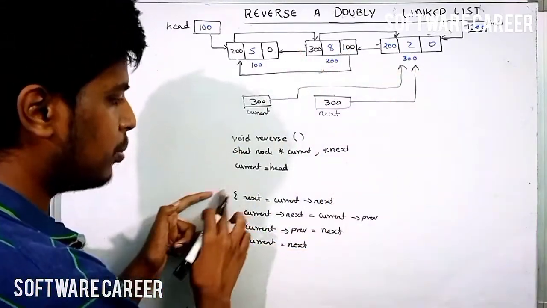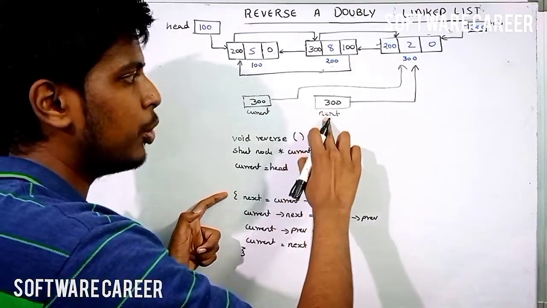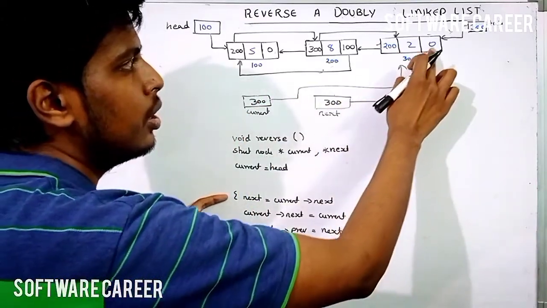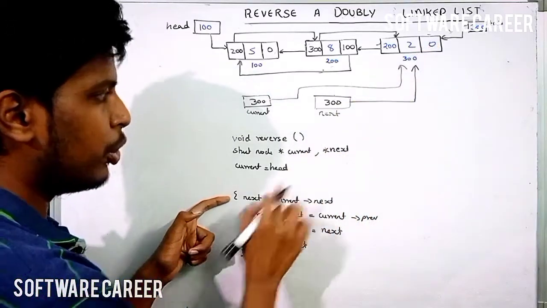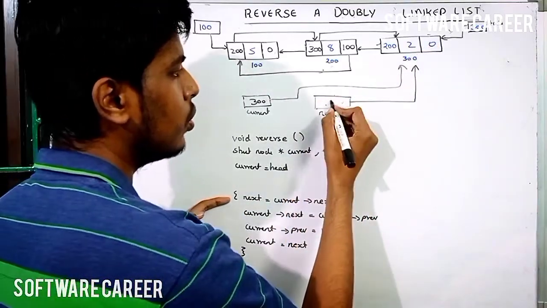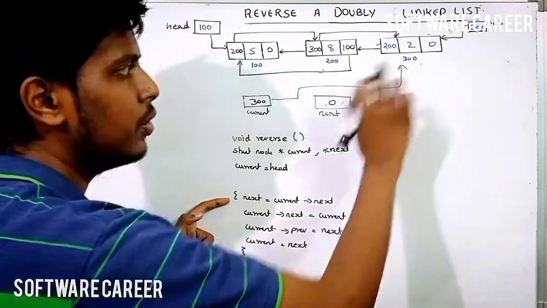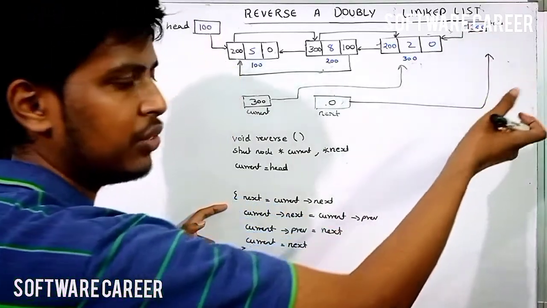So follow the same steps again. That is next equals to current next. That means you are moving the next pointer one step forward. So current next is what? 300 next is 0. Now you are putting that 0 in next pointer. So this is 0. So this next pointer is not pointing to the node 300. It's pointing to 0. That means no node is present after this.